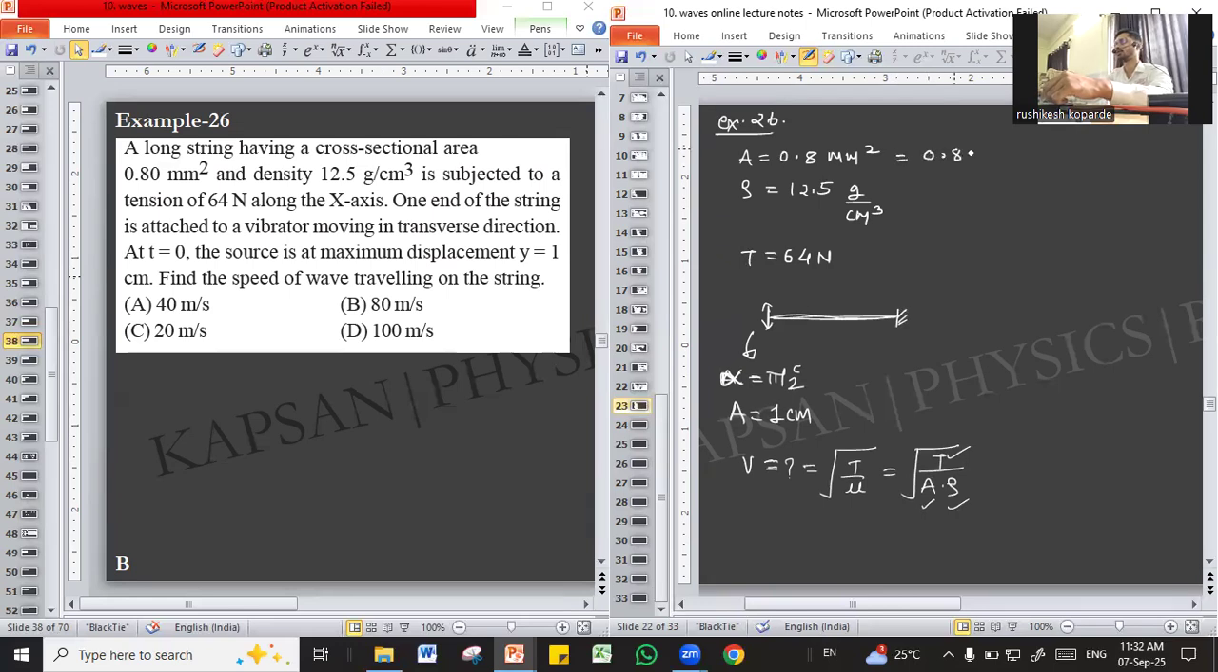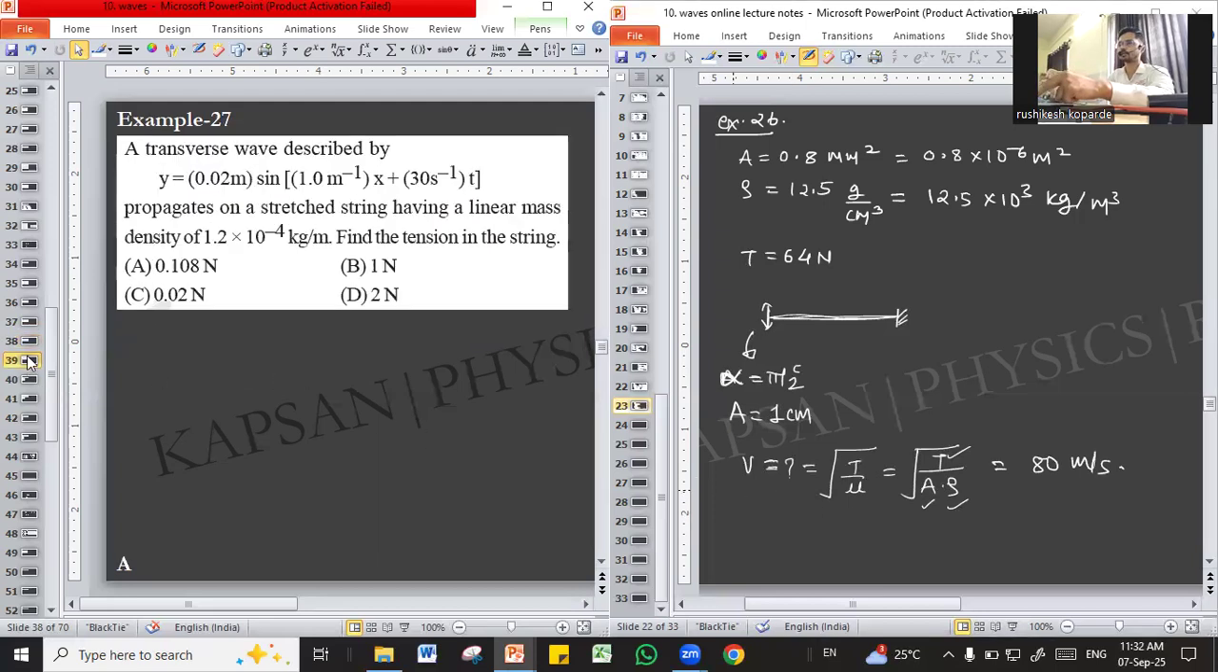This area you can write as 0.8 into 10 raised to minus 6. Gram means 10 raised to minus 3. Cm cube means 10 raised to minus 6. Minus 6 minus 3 plus 3. So 12.5 into 10 raised to 3 kg per meter cube. That's it. You can solve this on your own. Have you done it the same way? You have done the same. Next, do this.